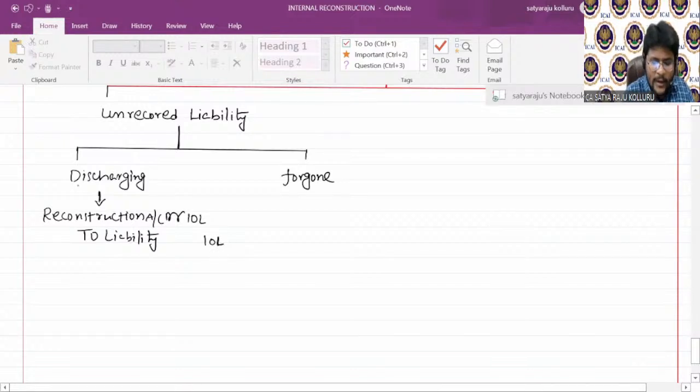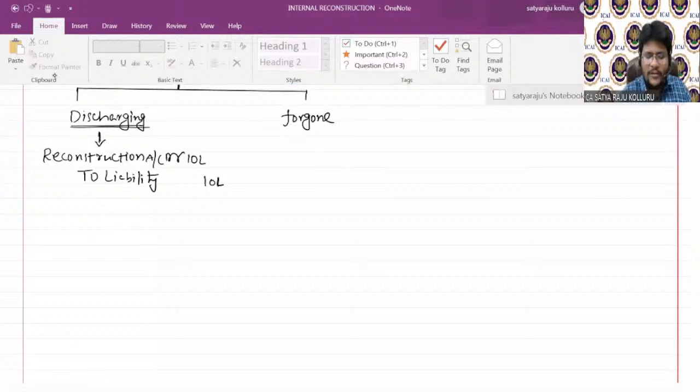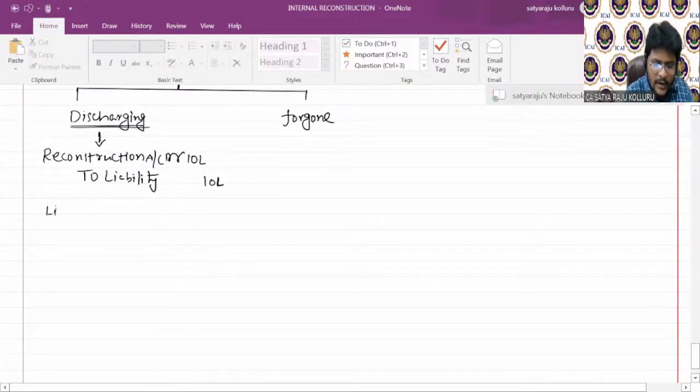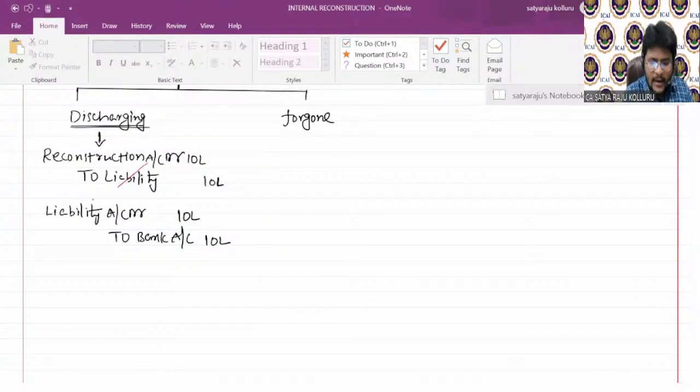Now what you are doing? You are discharging, right? For example, you are discharging the entire 10 lakhs. Now what is the journal entry? Liability account debit to cash or bank account, 10 lakhs. Here liability credit is there, liability debit is there. Both cancel each other.